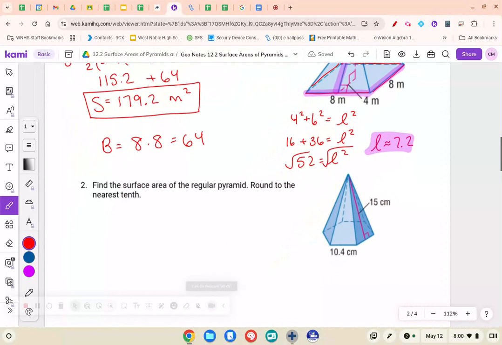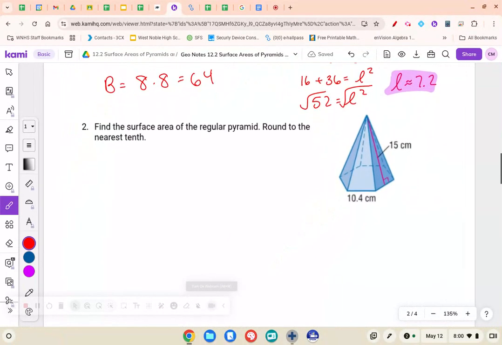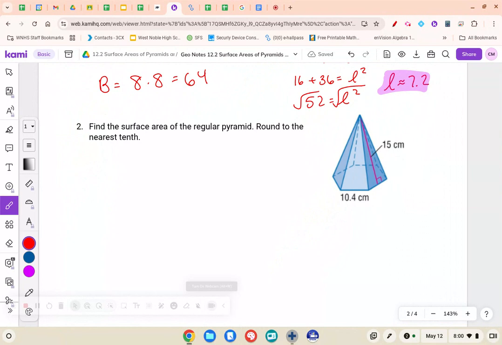Okay, this question is a little more tricky because we have a hexagon as our base, which means we're going to have to go back to last chapter. Thankfully, the lateral area is really easy because they do give us the slant height, so we don't have to do that step. So let's start out by just doing the lateral area.